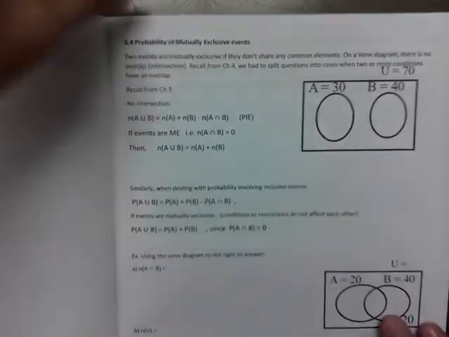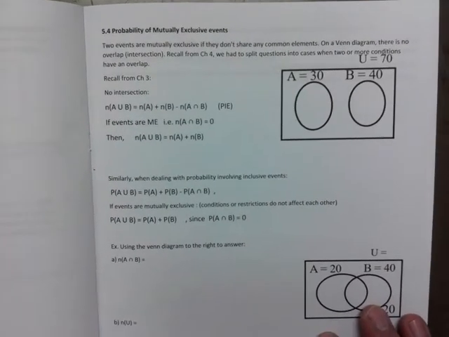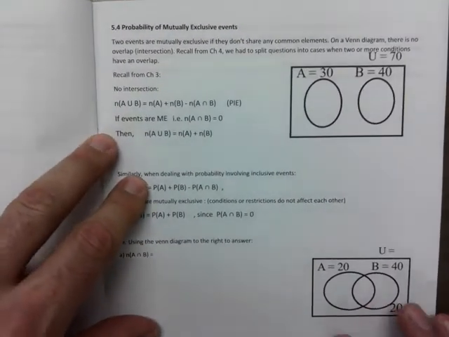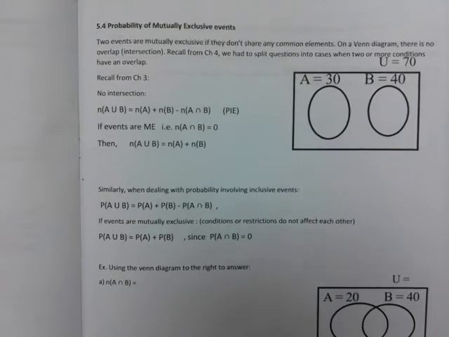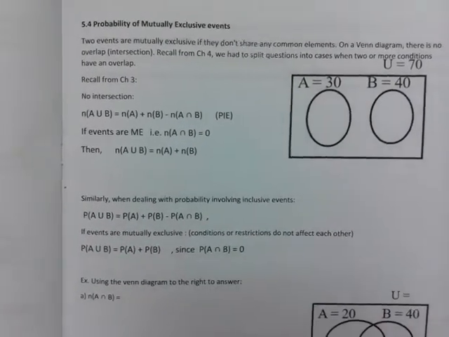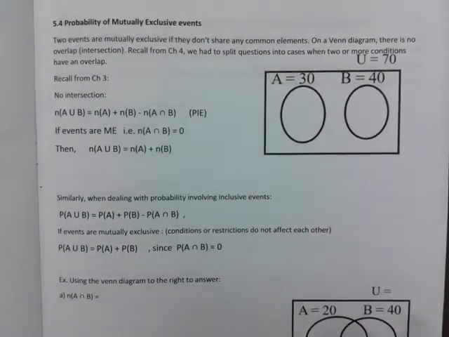All right, here's 5.4, and we will go through the lesson. So our expectation is to write down the notes so that we can continue or review afterwards. Okay, so 5.4, talking about mutually exclusive events.